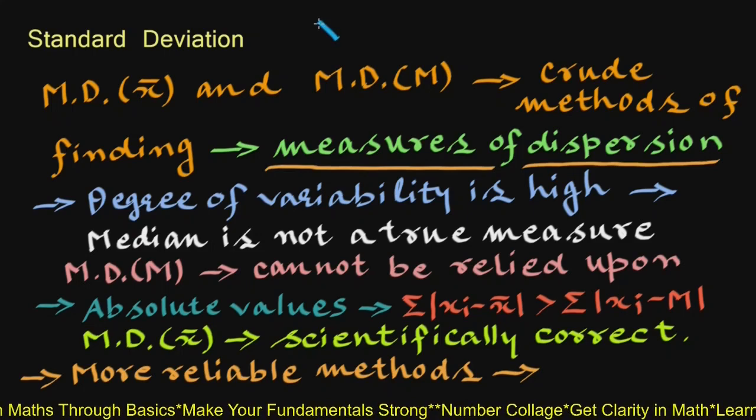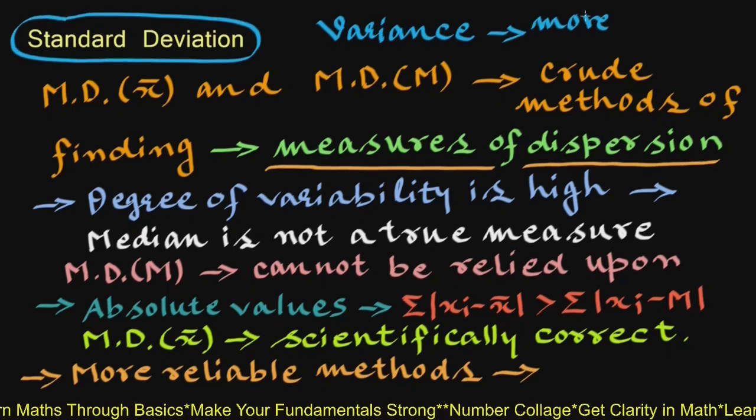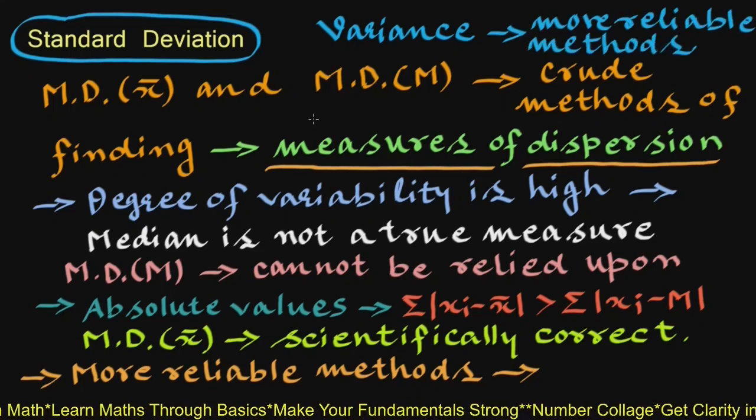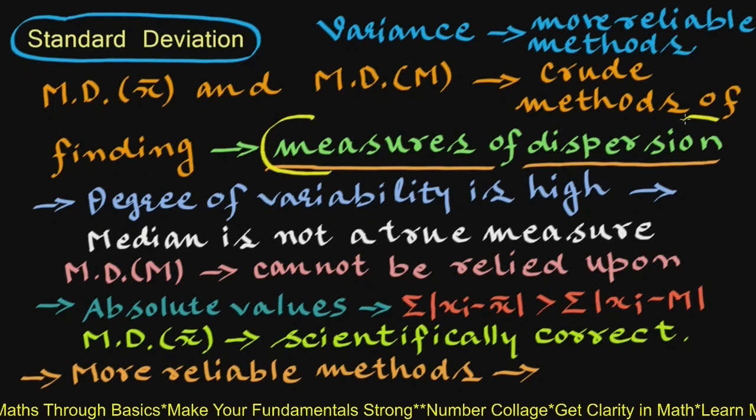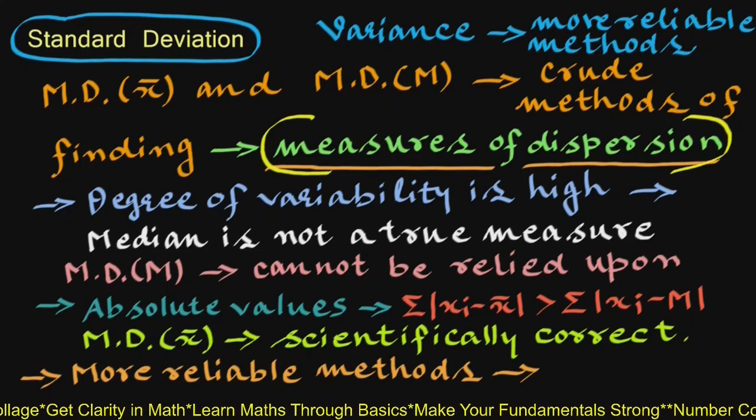So variance and then standard deviation can prove to be more reliable methods to find measures of dispersion, about which we will study in our next video.